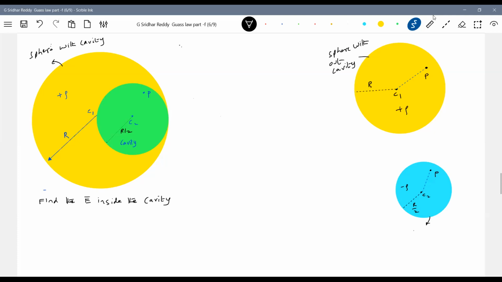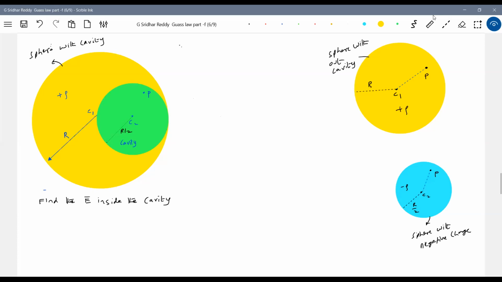This is like a sphere with negative charge density. When I keep both here, when I go and place it here, then what do we get? We get here a sphere with cavity, and that is what is here.